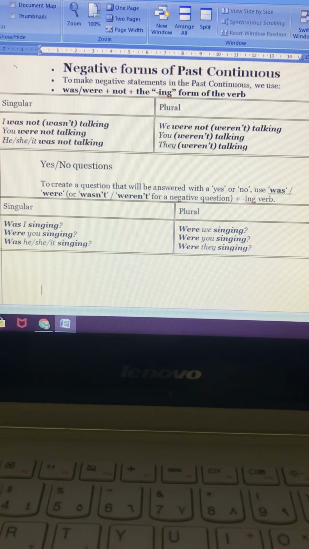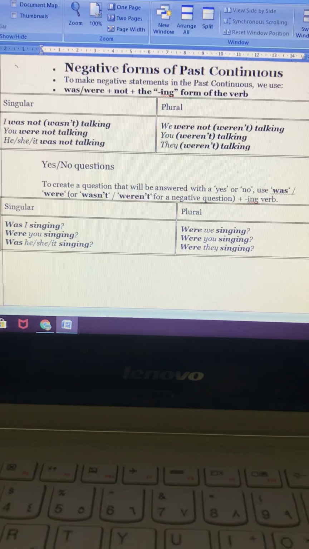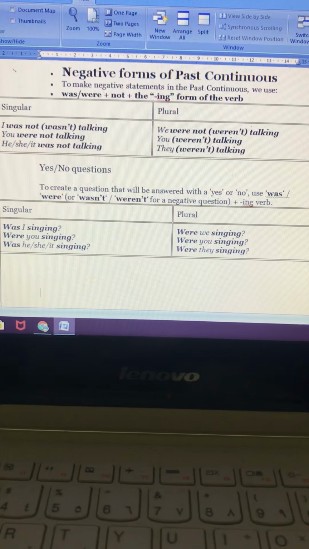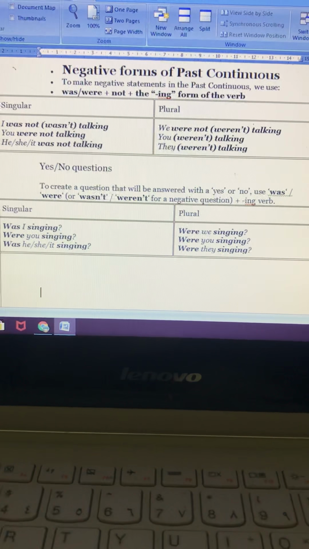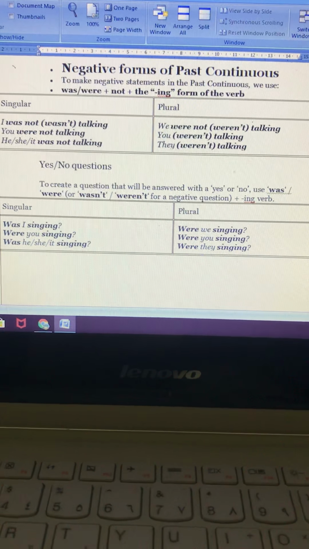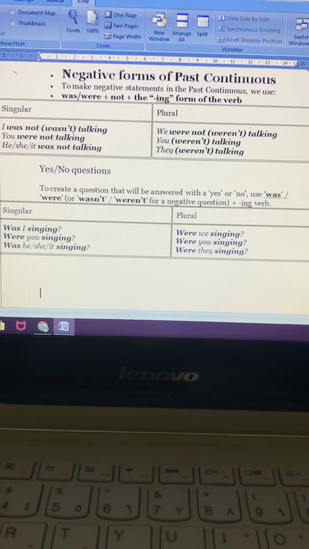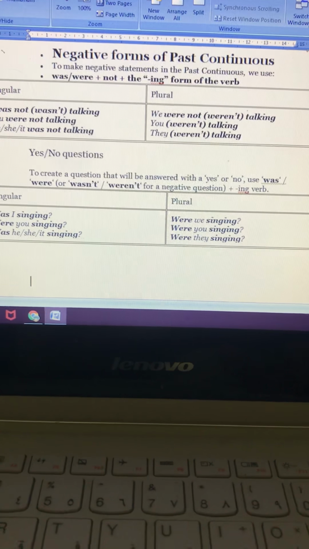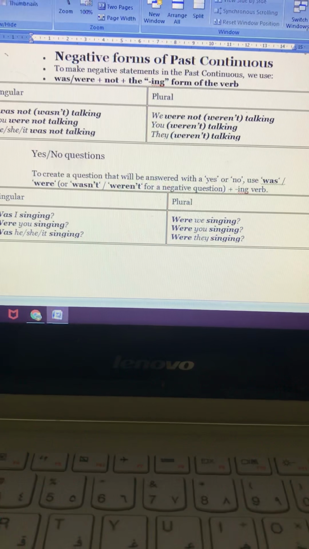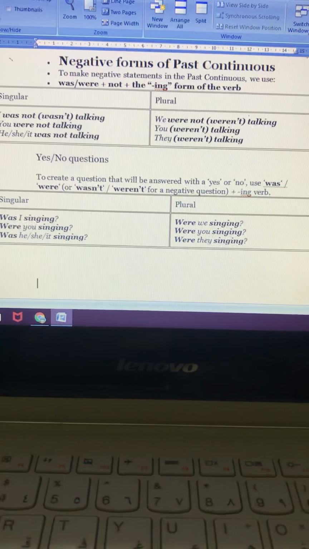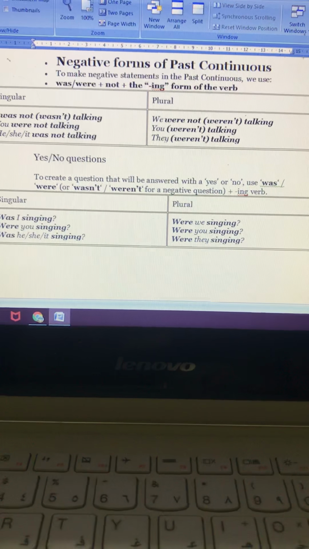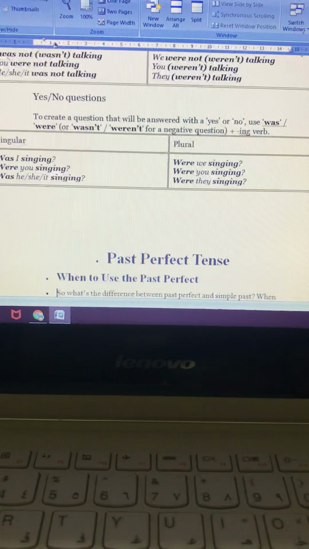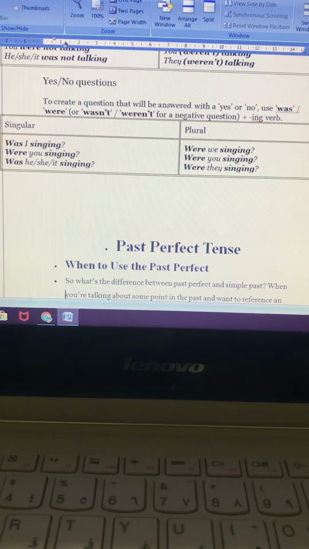Were they singing? In the actual statement, it was I was singing. In the yes-no question, it comes to be was I singing? So it's just a kind of inversion between the auxiliary and the subject. It's reordering for the parts of the sentence. For example, were you singing? It was you were singing. This is a statement. You were singing. For a question, were you singing? This is for the past continuous.